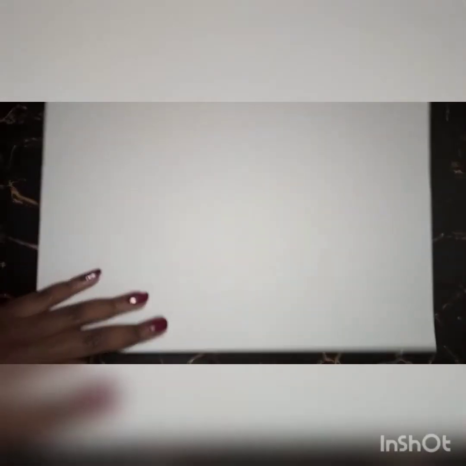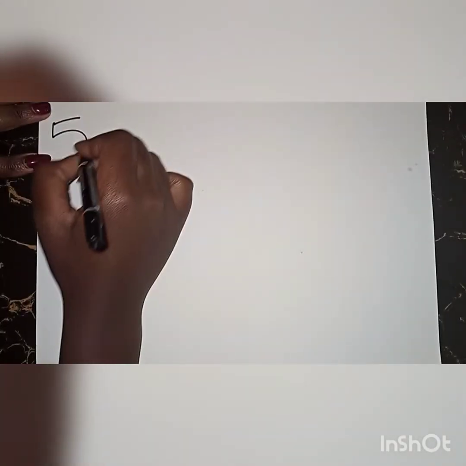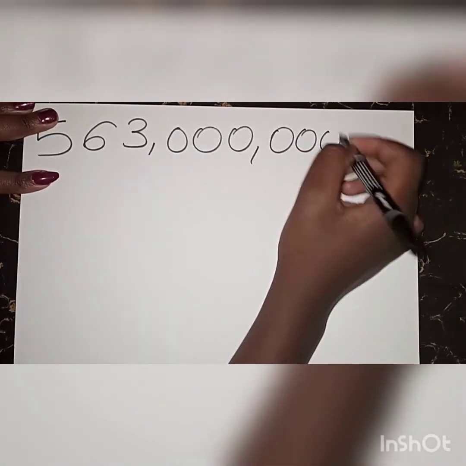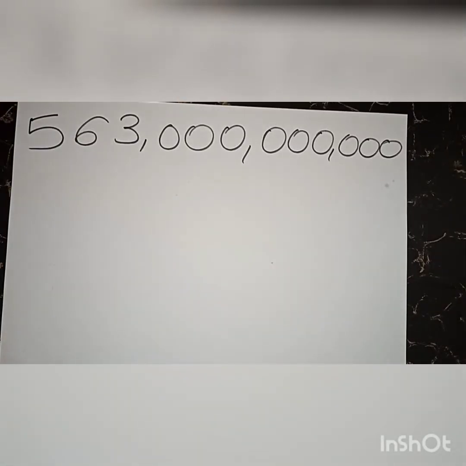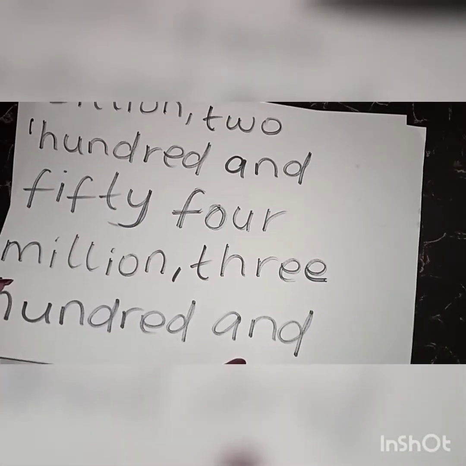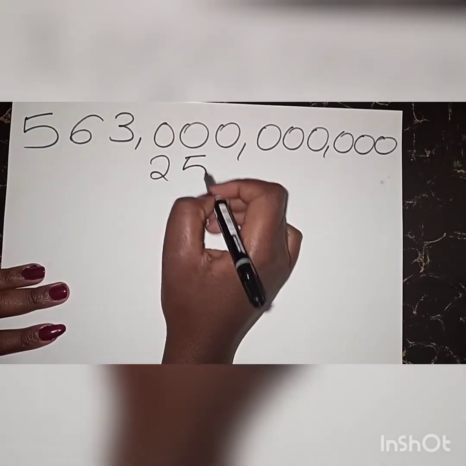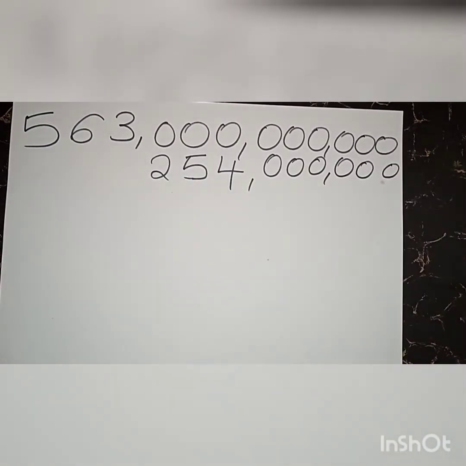Okay? So, we have 563 billion. Okay? 563 billion. And we said billion has how many zeros? 9 zeros. 1, 2, 3, 4, 5, 6, 7, 8, 9. Okay? 563 billion. 254 million. 254 million. Million has 6 zeros. Okay?